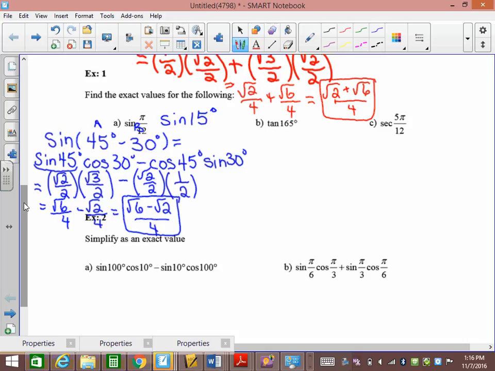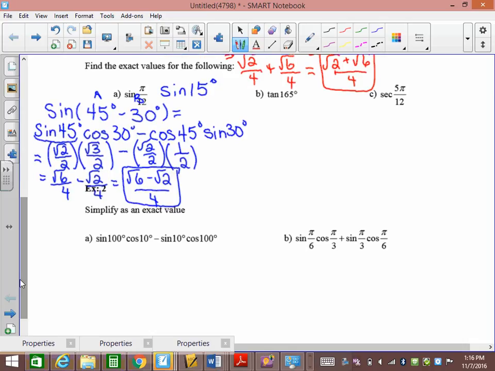$165. Yeah. We have to do exact values off of the thing. Is there anything that adds to 165? Yeah. 120 and 45. Anything else? There's one more. Yeah. Yep. It doesn't matter which version you use. All of those would work. Okay? All right.